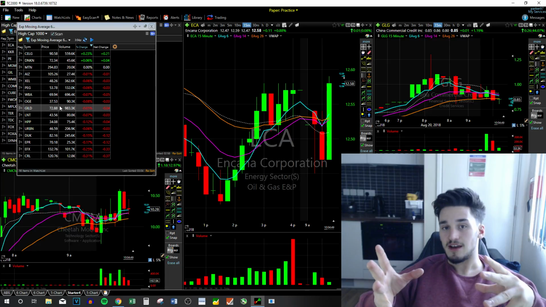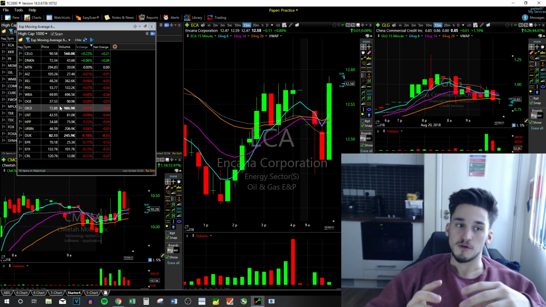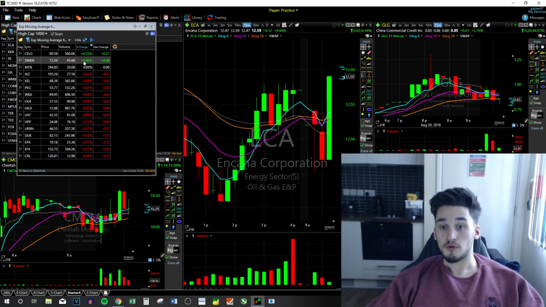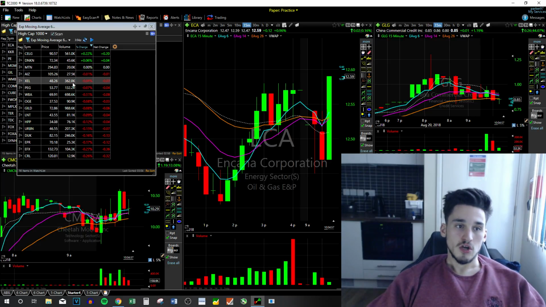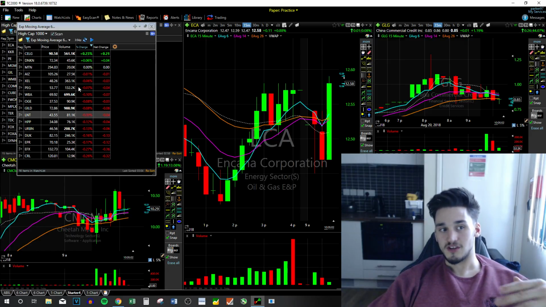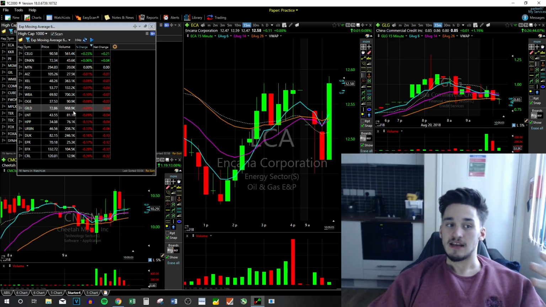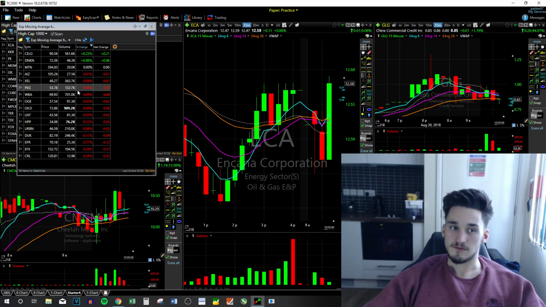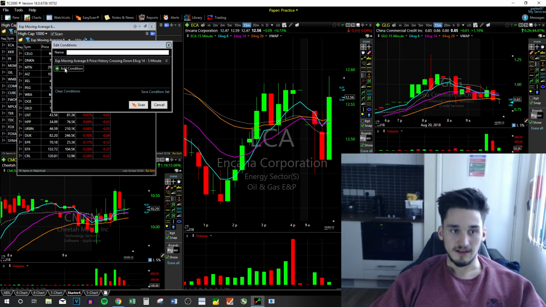If you have a strategy that you use, instead of having to find all these stocks yourself, you can just use a pre-made scanner that will automatically find them for you. But now the prices are quite high on some of these stocks. So if we want to add another indicator or criteria for the scanner to follow, what we'll do is basically click on here and add condition.